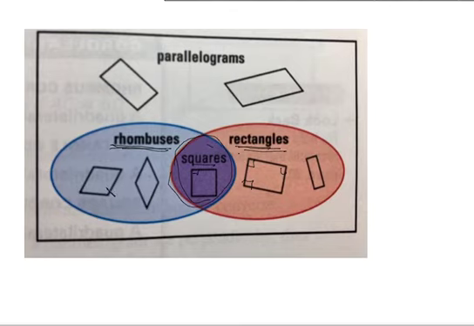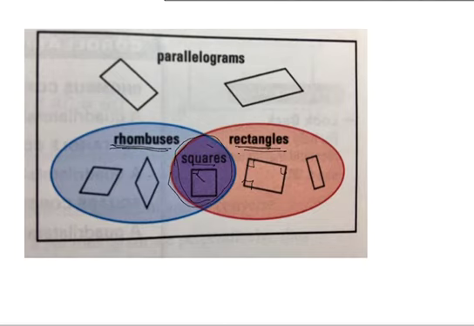It says, a rhombus is a rectangle. Is that ever going to be true? Is it always, sometimes, or never? Okay, is that true? Well, let's take a look at this.